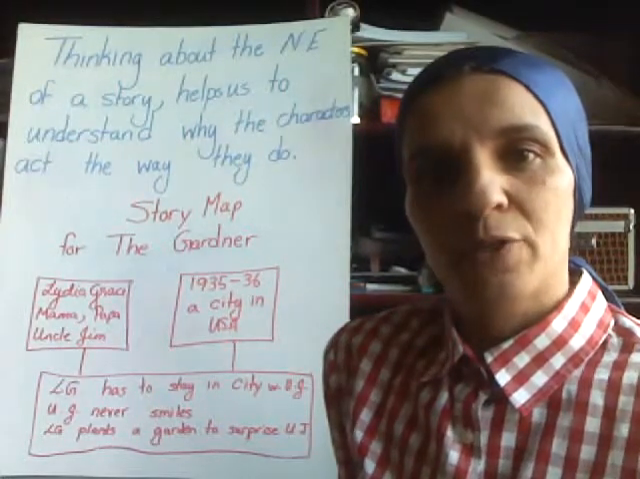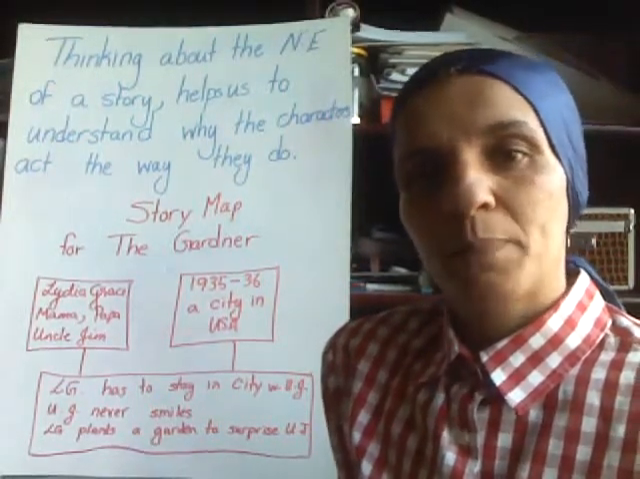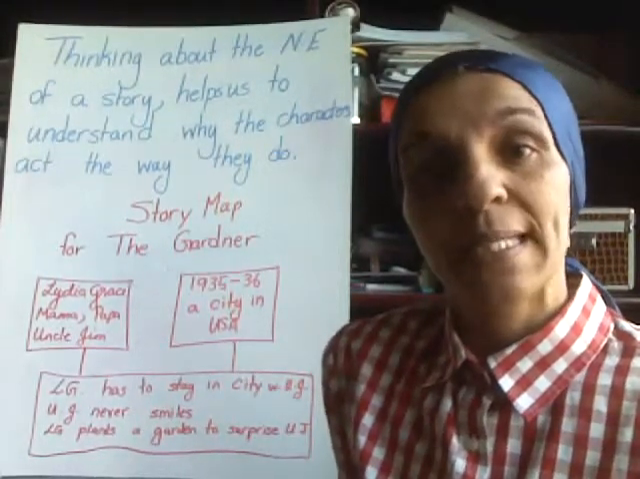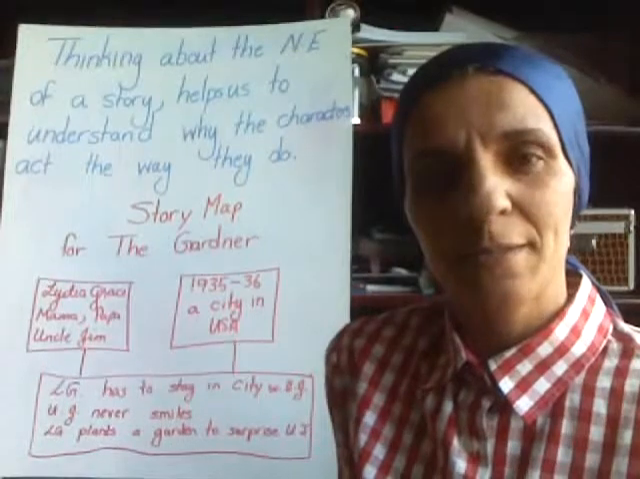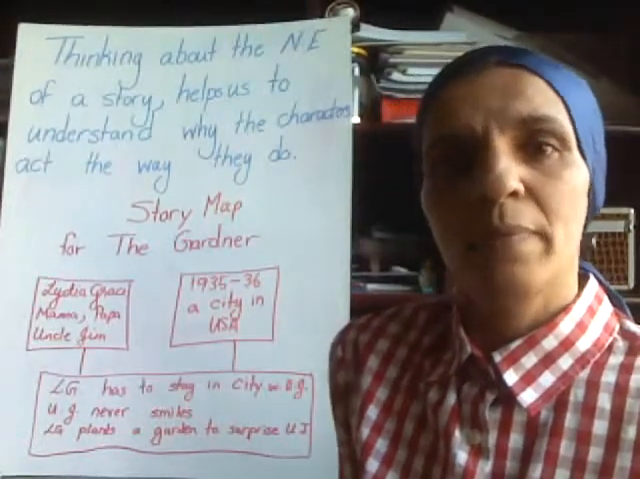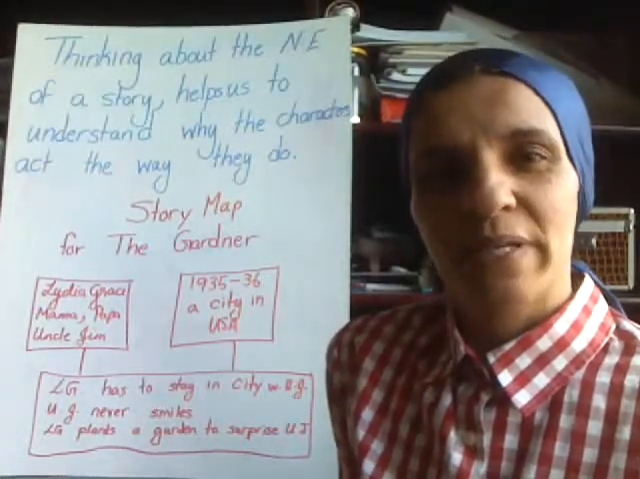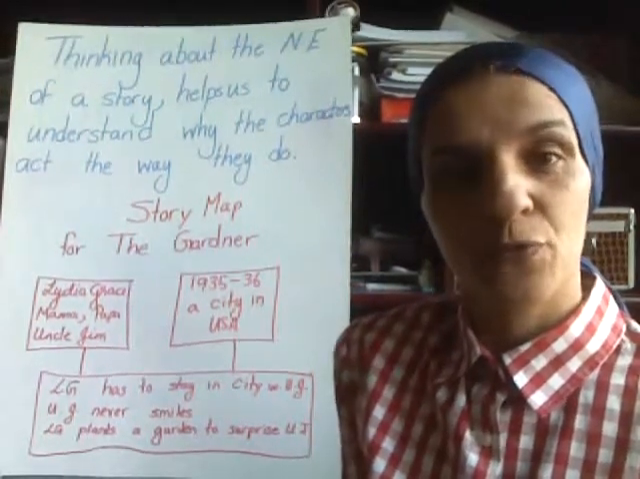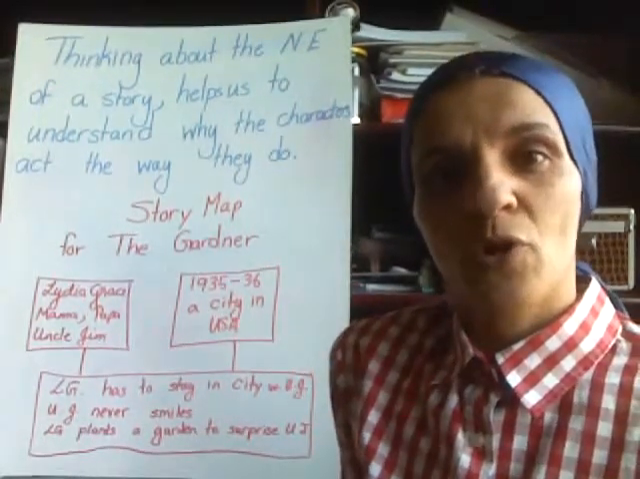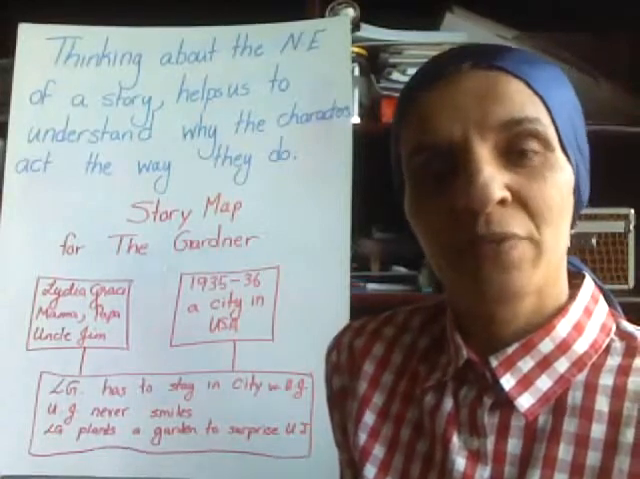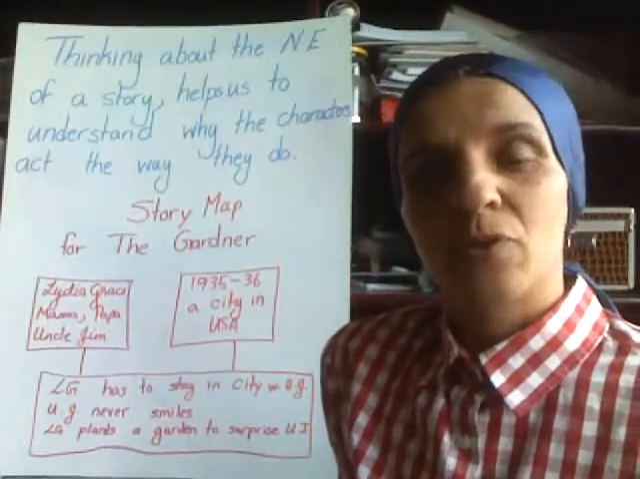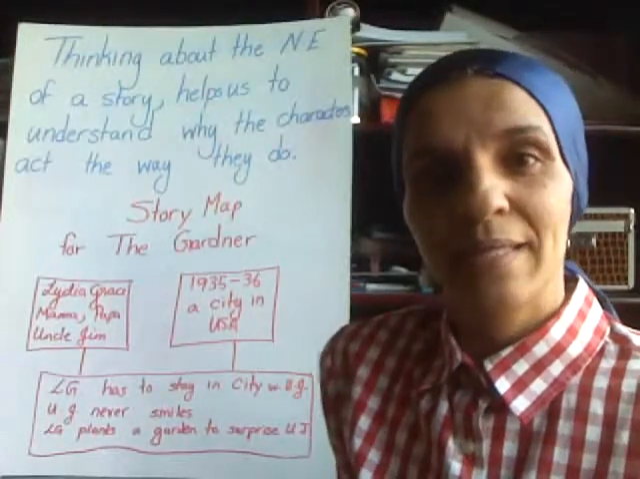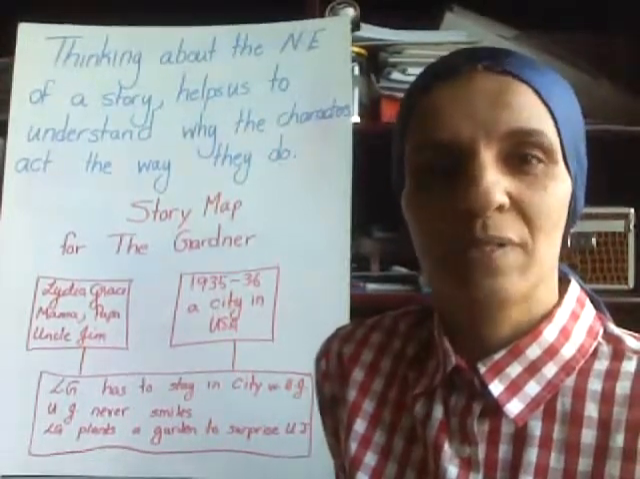So, as you can see, this story had a main character, Lydia Grace, and the other characters were Mama and Papa and Uncle Jim. And the setting was a time, 1935 to 1936, in a city in the United States. And the problem was that Lydia Grace had to leave her home and go and live somewhere else with an uncle that she didn't know before. But she was strong enough to be able to survive, and she managed to get Uncle Jim to, even though he didn't smile, but the cake that he made her was worth 1,000 smiles for her.